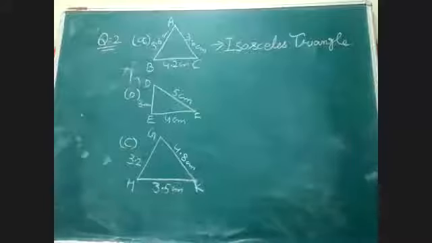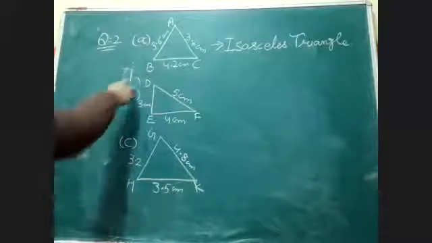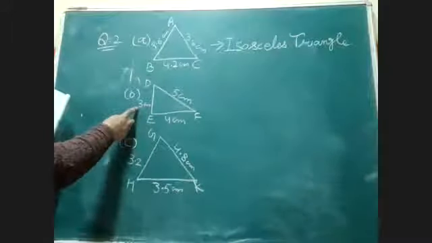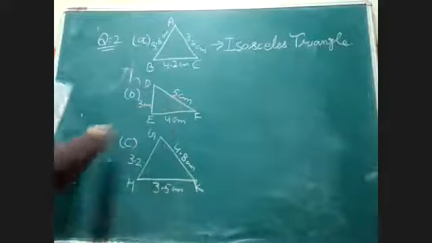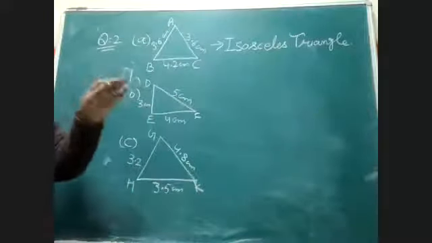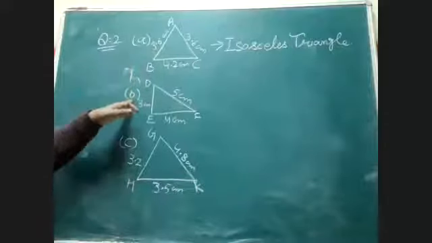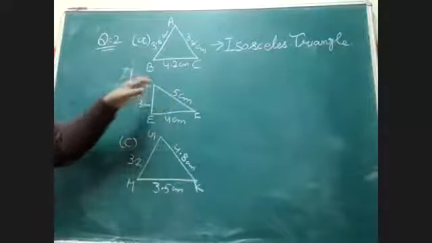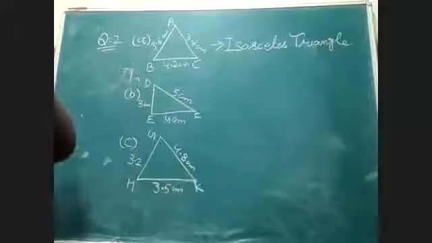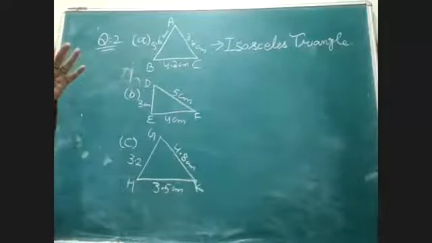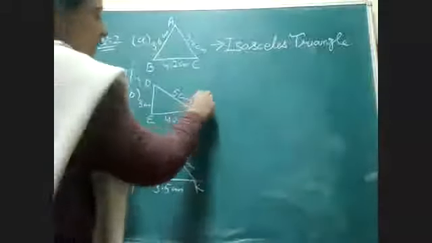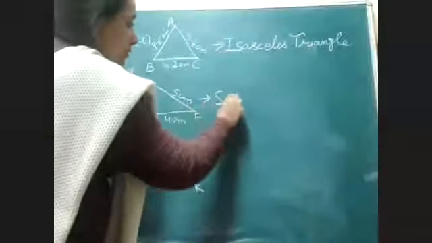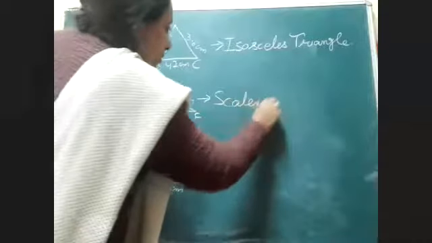Now in the second part, we have a triangle DEF. First side is 3 centimeters, 4 centimeters, 5 centimeters. In this triangle, all sides are different in length. In part B, all three sides are different in length. So this is a scalene triangle.